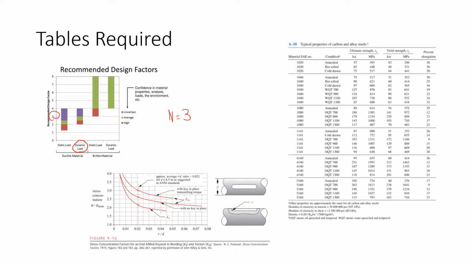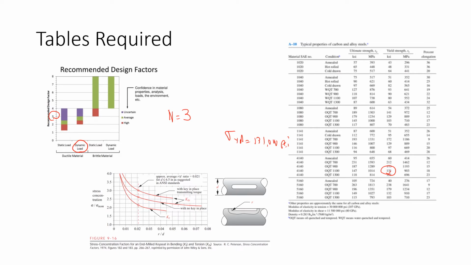Let's talk about material type. Typically for shafting, you would use a 4140 type material. It's a chromoly steel. If we use one of these medium grade, like OQT 1100, if we look at the yield strength there, it's 131,000 psi, so that's a good number for us.